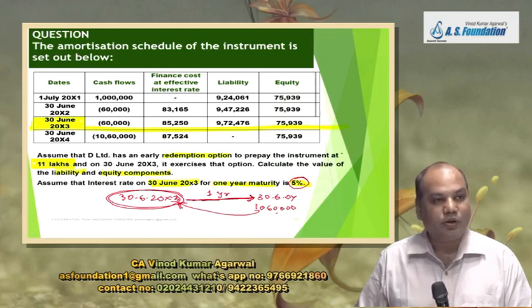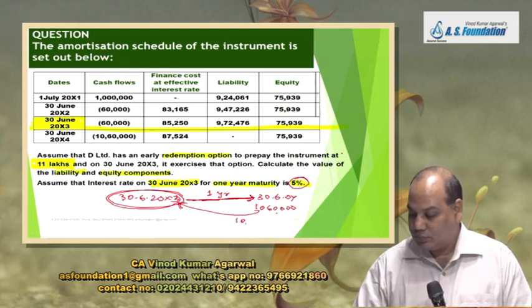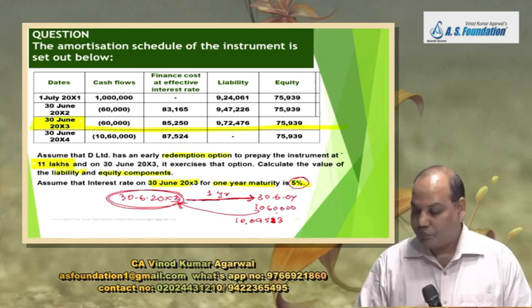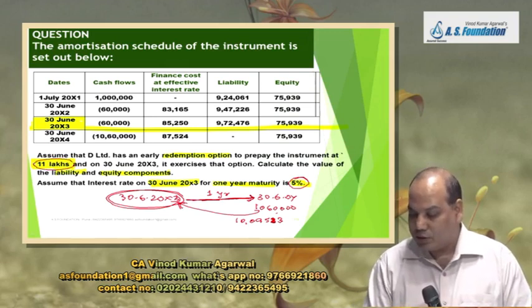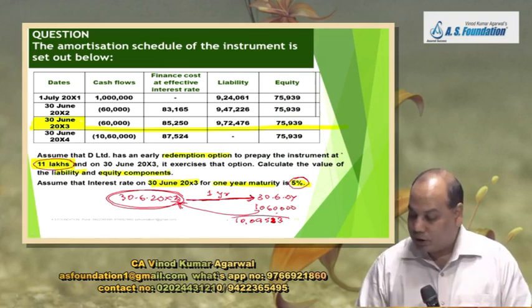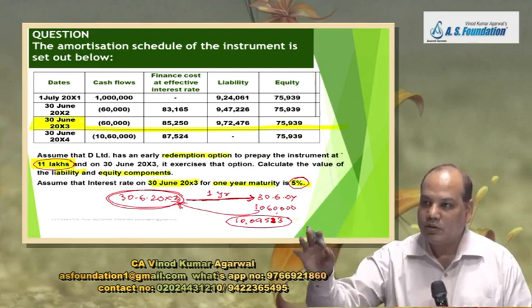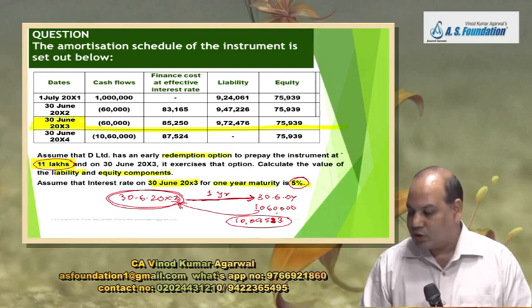10,60,000 divided by 1.05 gives 10,09,523. As per the study module, 523 is there. Out of 11 lakh, 10,09,523 is to be apportioned towards liability. So what is the amount you will apportion towards equity?